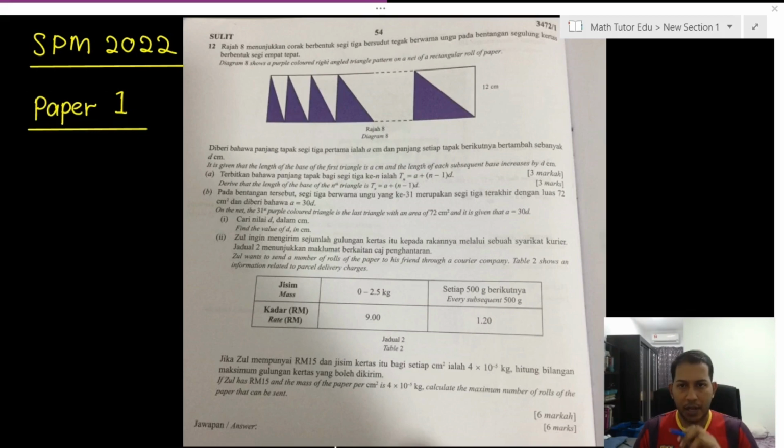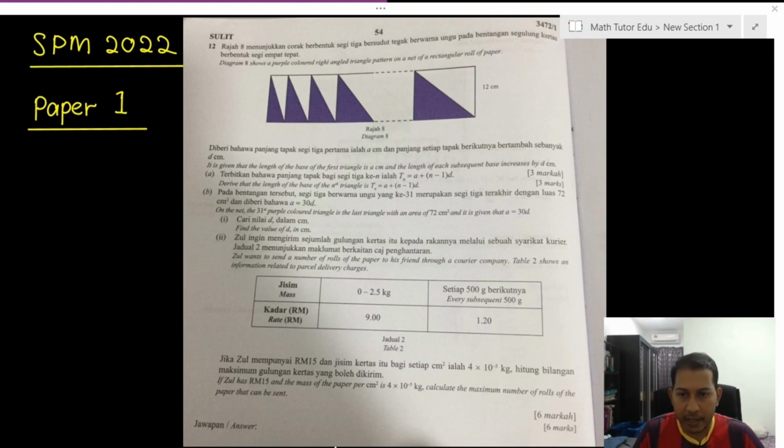Let me read question 12 now. Diagram 8 shows a purple colored right angle triangle pattern on a net of a rectangular roll of paper. As you can see, the height of the rectangular roll of paper is actually 12 centimeter. Okay, continue to read the question.